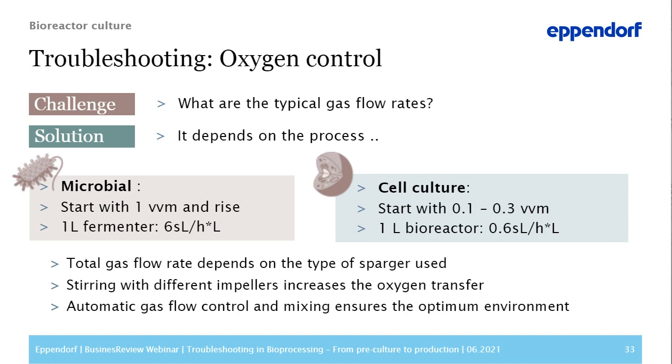Along with the cell type, the gas flow rates you select will also depend on the sparger selection, as well as the impeller type you use, as both of them will actually affect your oxygen transfer rate. As you can see here, the amount of oxygen needed for aerobic microbial organisms is up to 20% higher compared to cell culture runs.